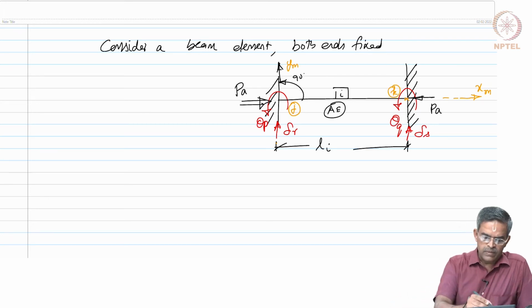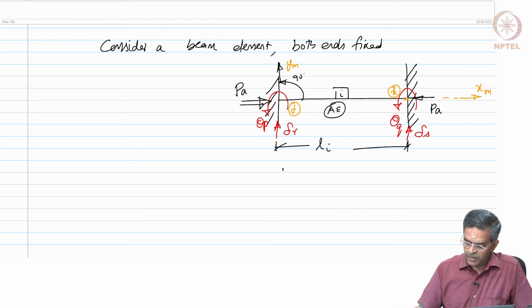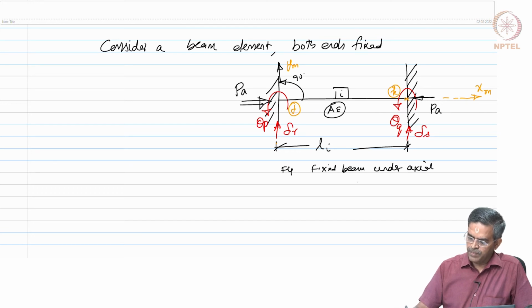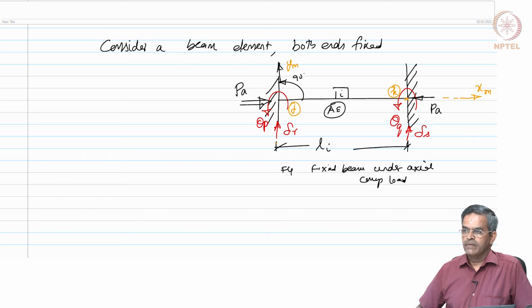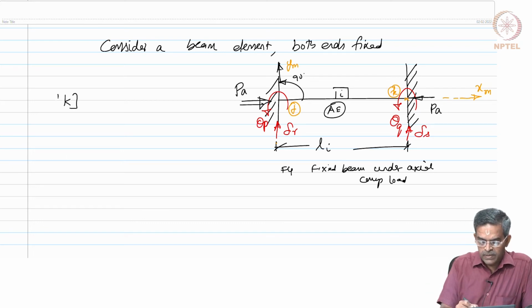Now, this is the figure of a fixed beam under axial compressive load. Friends, please understand, when you derive the stiffness matrix, there was no load applied. Stiffness matrix is of course independent of any load, okay.